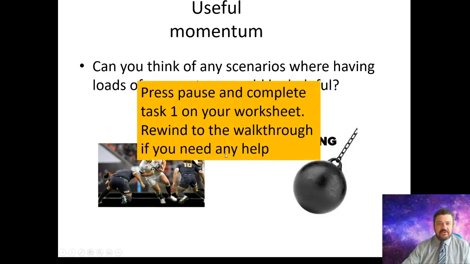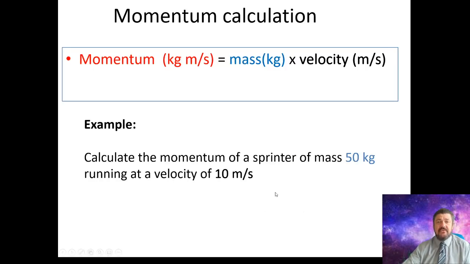So, press pause on the video and complete task one on your worksheet. Rewind to the walkthrough if you need any help. It's nice and easy. Can you think of any examples where momentum is a good thing? Press play when you're ready to continue. So hopefully that clears that up.